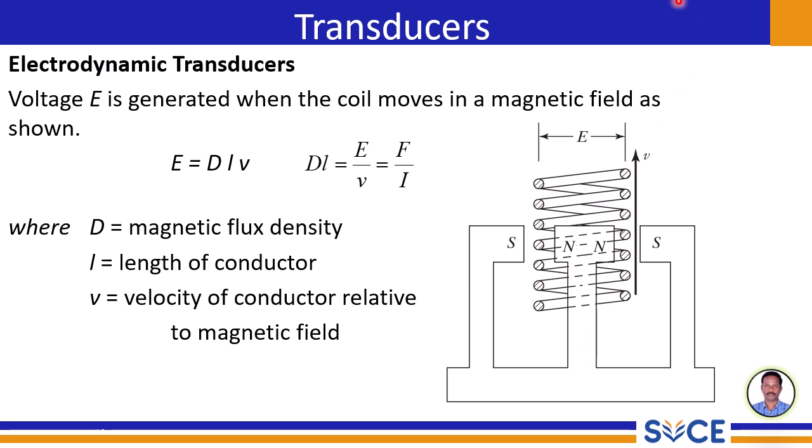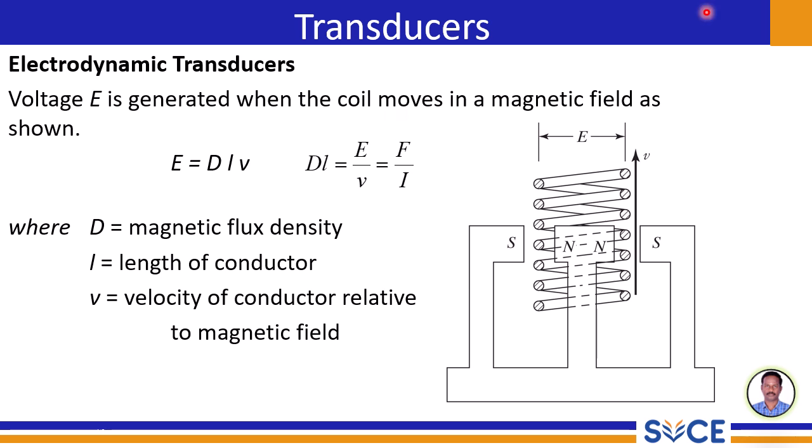So, the velocity is that of the conductor relative to the magnetic field, that is represented as V. The greater the relative velocity, the greater the change in magnetic flux. Thus, the larger the induced voltage eventually, that is E.